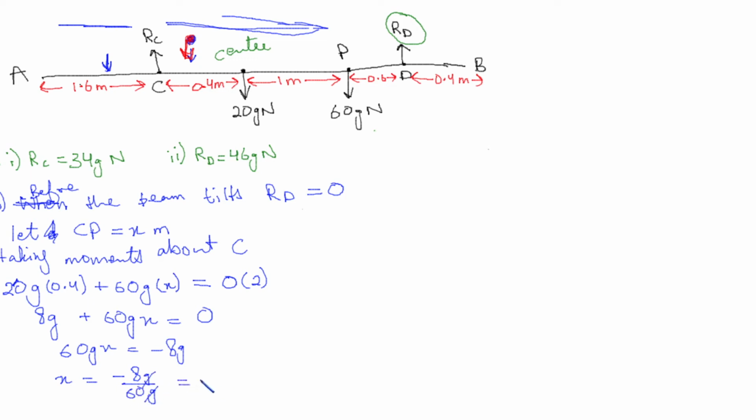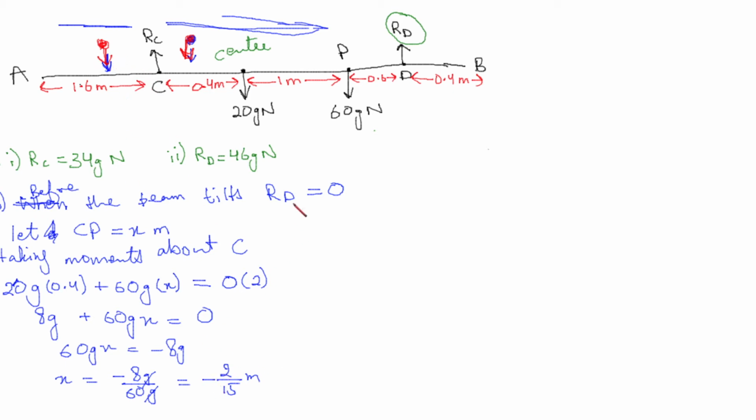which cancel. So the final answer is, this is not the final answer. What I mean is the value of x is negative 2 over 15 meters. So the negative tells us that it was actually here. So even if we did not know that before we started solving the question, now looking at this negative sign, we know that it's on the left of C.